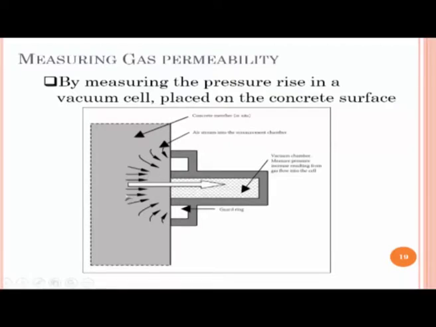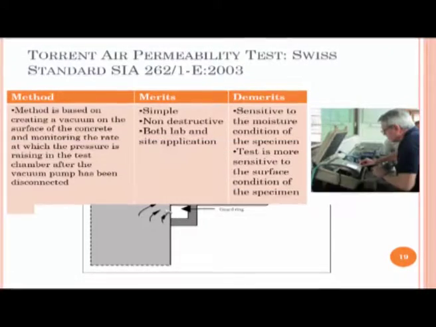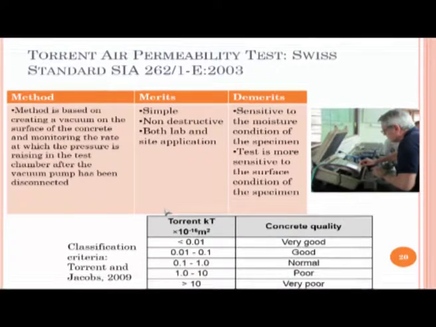What will happen when you evacuate or create vacuum there? Air from the other parts of the concrete will try to now enter this chamber, and the more permeable the concrete, the faster this air will enter that chamber. So basically you are measuring the permeability by creating vacuum and then measuring the change in pressure that happens when air gets driven into the chamber. So that is called gas penetration measurement, and it is measured essentially by this method called torrent air permeability.